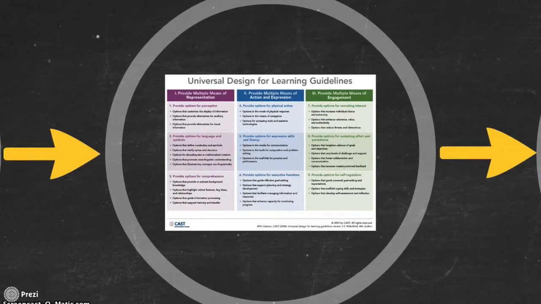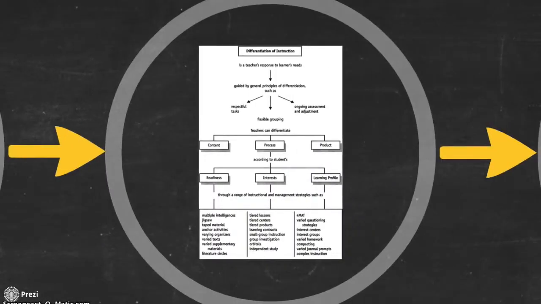I also utilized the Universal Design for Learning in designing the mini lesson itself, just to make sure that there were no barriers to the learning. Of course, I used this flow chart for differentiating instruction, and that helped ground me in exactly how I should be differentiating. This is more of the what. The Gardner was more of the how, and the UDL was an overarching framework for it all.